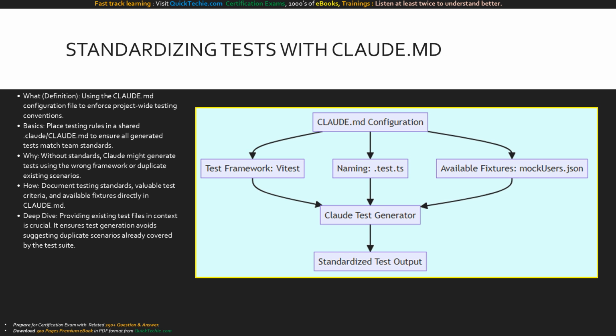This tree diagram shows how configuration flows into test generation. At the root, our Claude.md configuration holds our project standards, the required framework, file naming conventions, and available data fixtures. These explicit rules feed directly into the Claude test generator. Because Claude reads these rules on startup, the resulting test output is perfectly standardized and aligns completely with your team's expectations.